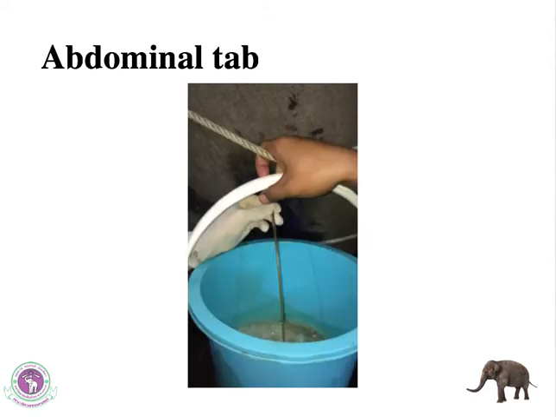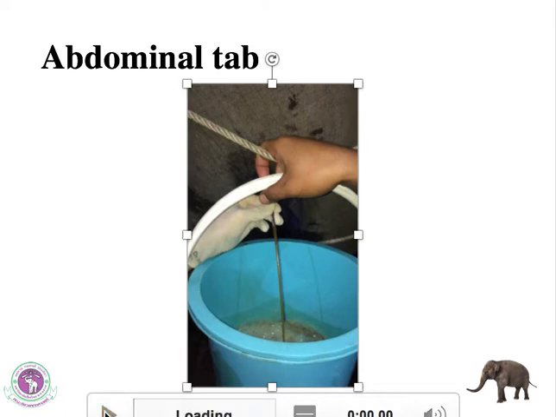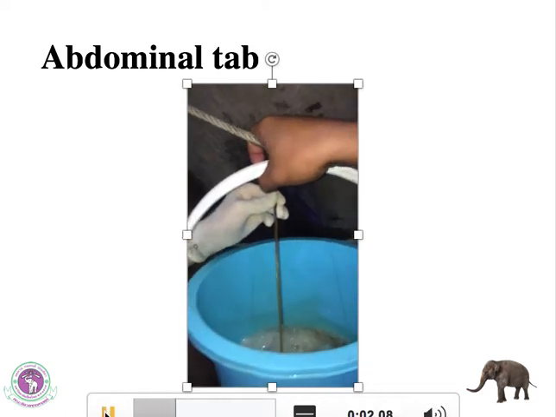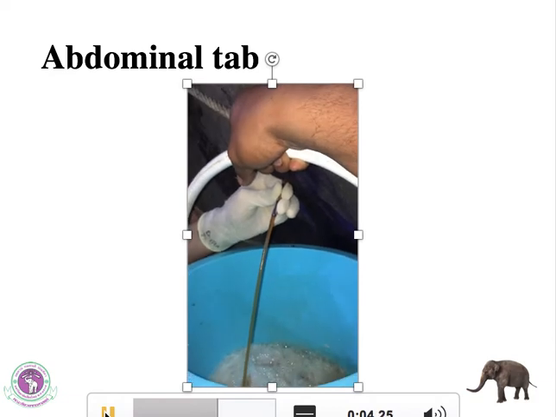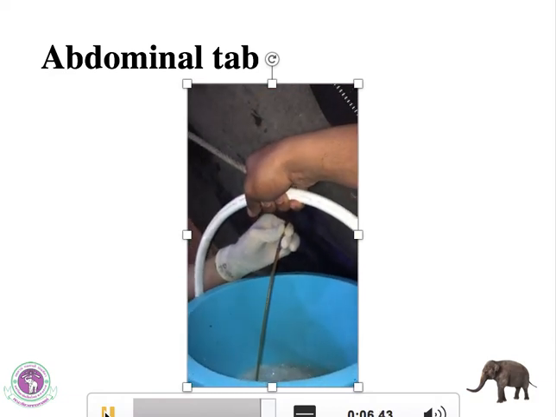For the abdominal tap, I've done a couple of them. This one is an elephant with, I think, an ectopic pregnancy. We removed the fluid by cannula before the elephant died.